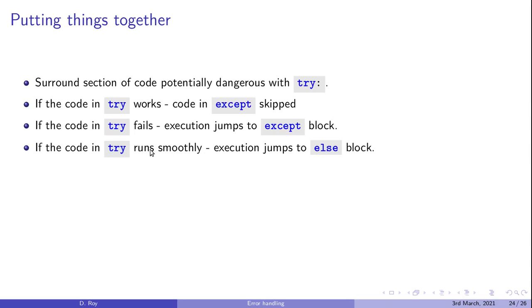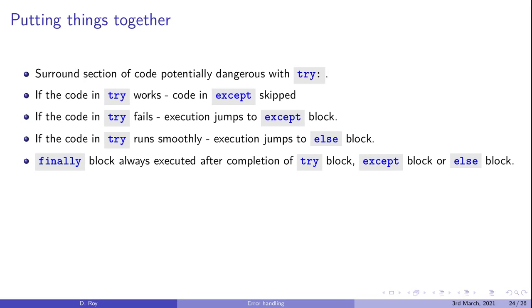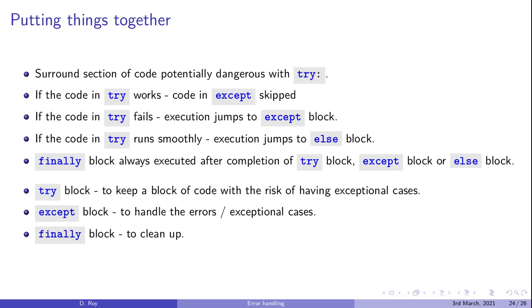If all the statements in the try block run smoothly, then the execution jumps from the try block to the corresponding else block after completion of all the statements in the try block. The program statements in the finally block will always be executed after the completion of the code in the try block, the except block if there is an exception coming from the try block, or the corresponding else block as well. Summarizing the main components: in the try block we need to keep the code statements from where some exceptions can occur. In the except block we need to handle the corresponding errors or the exceptional cases, and in the finally block we should be cleaning up, that is, releasing the resources that have been allocated in the try block and so on.